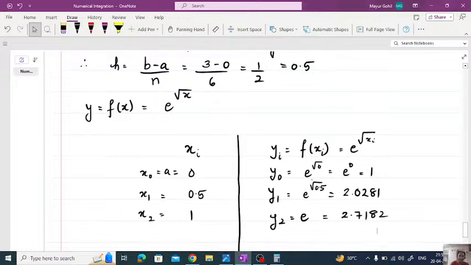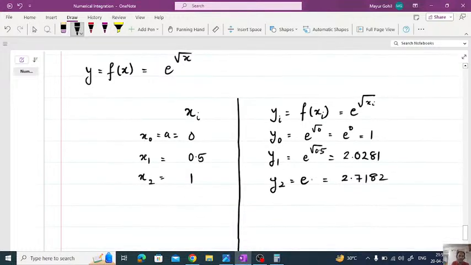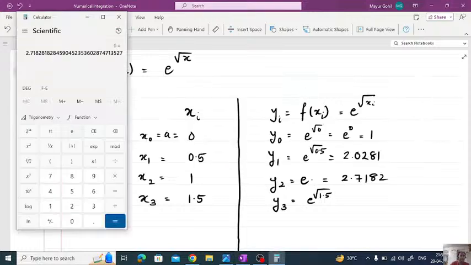The next one, x3. Here you will get 1.5. So y3 will be what? E to the power square root of 1.5. How much do you get? Calculate over here. I will also try to calculate whether it is coming correct or not.